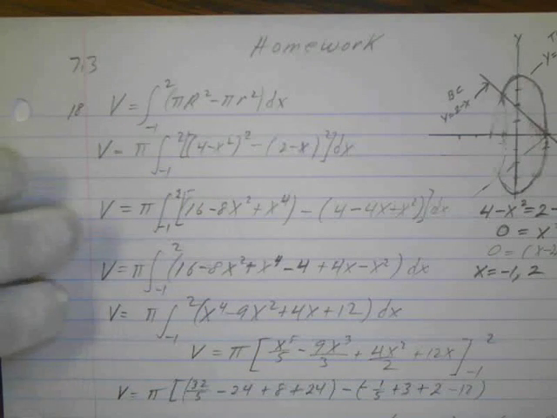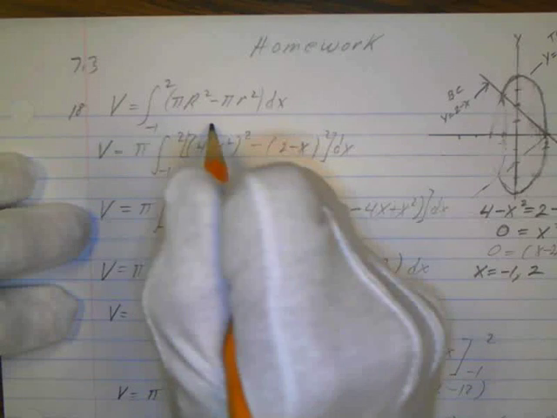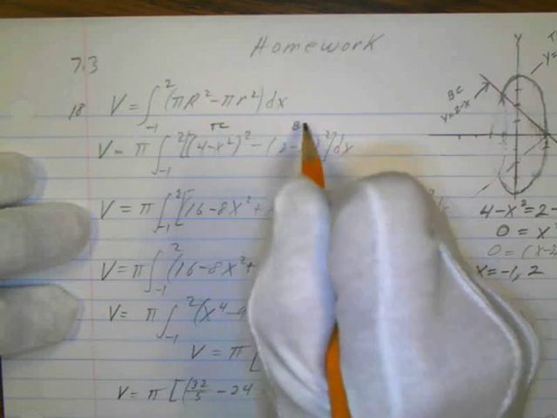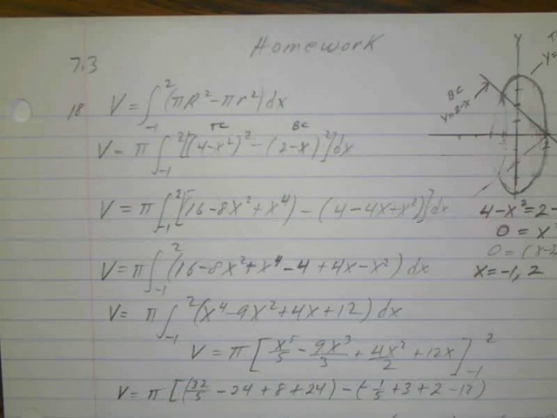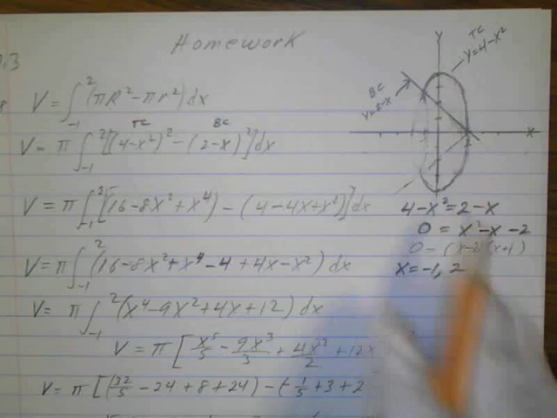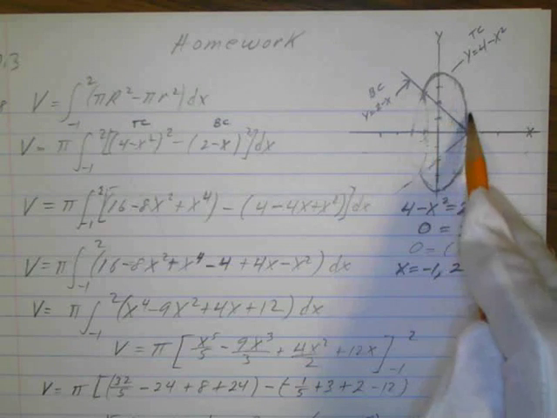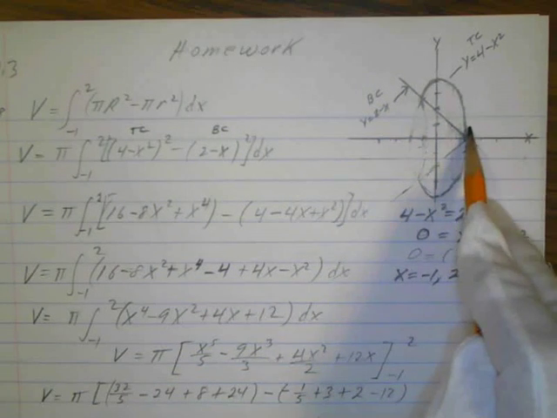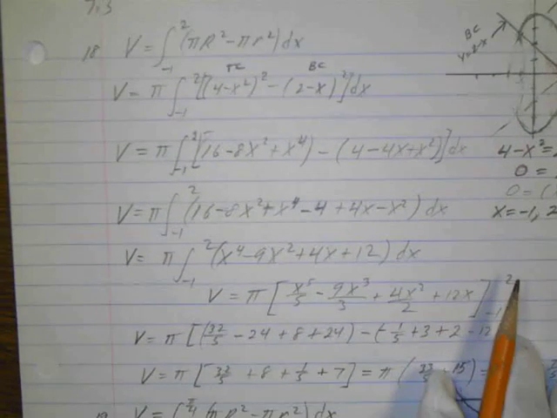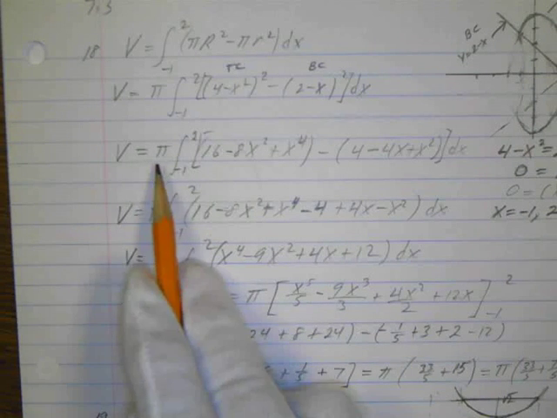And then I brought out the pi. So I've got the integral from negative 1 to 2. And this is going to be my top curve minus the bottom curve. Again, this is the top curve over here. Okay, 4 minus x squared, and this is the bottom curve, 2 minus x. And then after that, it's all mechanical, very similar to the earlier problems we did in the previous assignments.